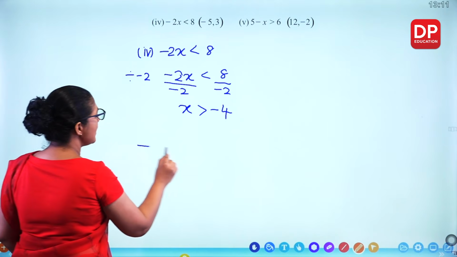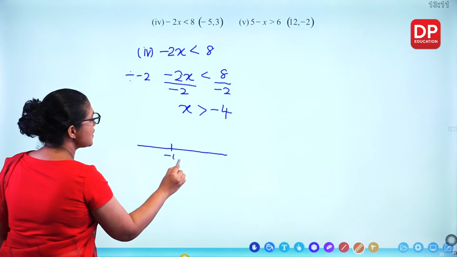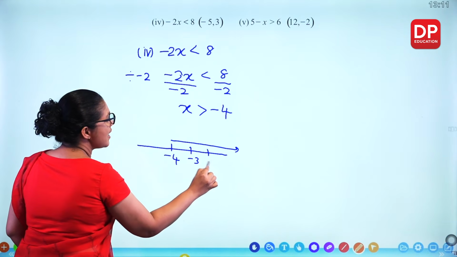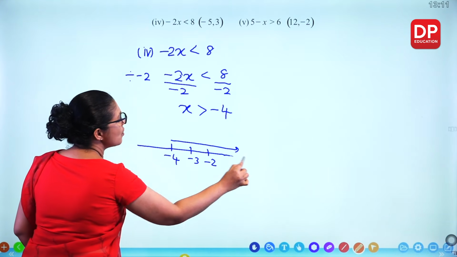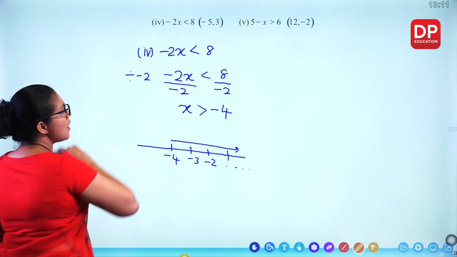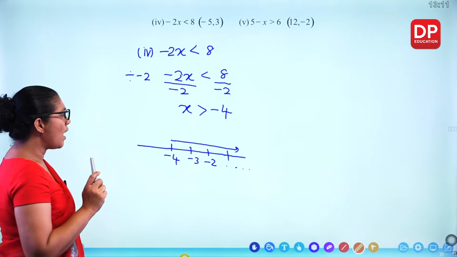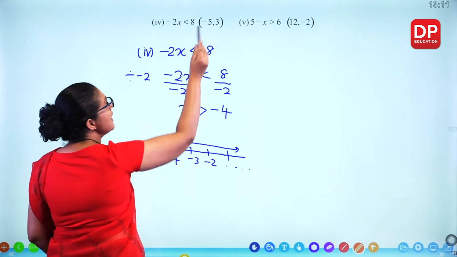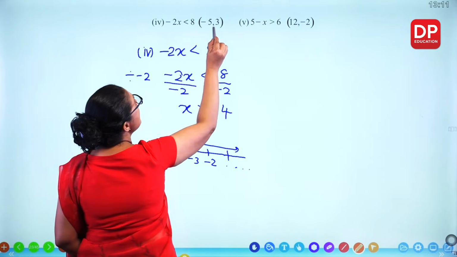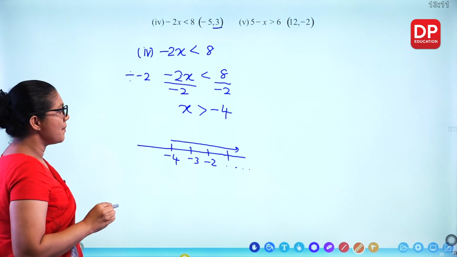So, when you take the number line, if it's minus 4, greater than means this side. Minus 3, minus 2, this way. So, which number satisfies the inequality? Minus 3, because minus 5 is on the other side. So, minus 3 is the correct number.